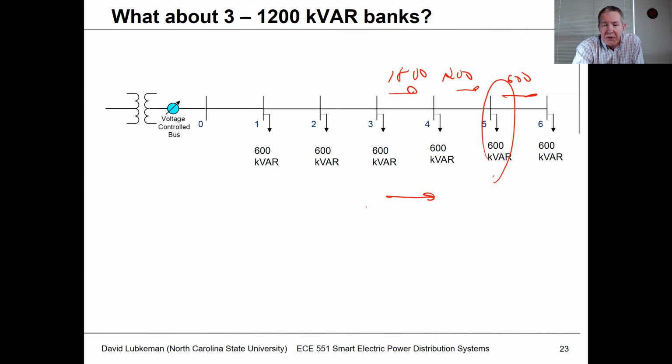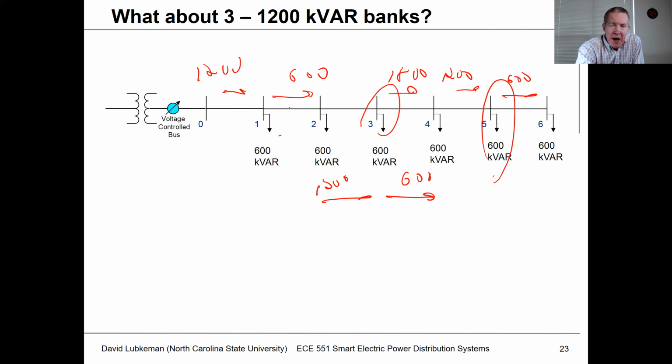And if I put that bank there, then I would have another situation where I've got 600 flowing in this direction and 1200 flowing here. And so I could put another bank here at location 3. Then once I had that bank at location 3, I would have 600 kVAR here, 1200 kVAR here, and I could put another capacitor right here at bus number 1.